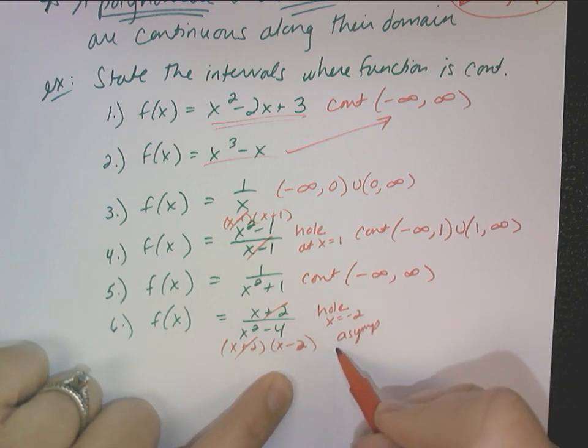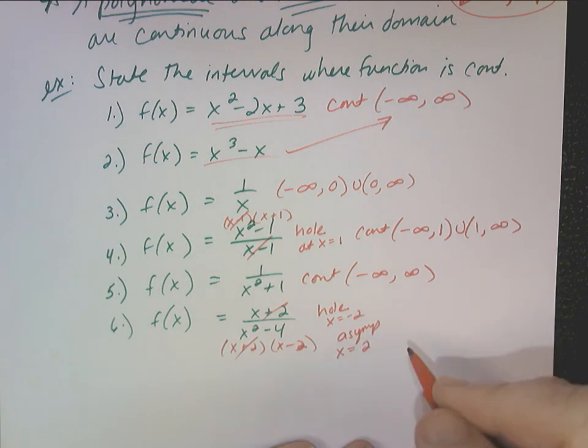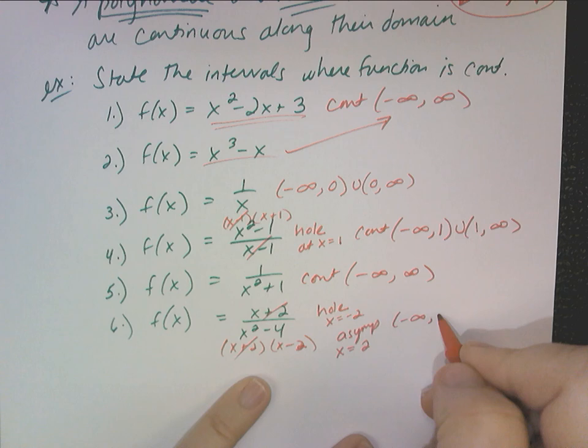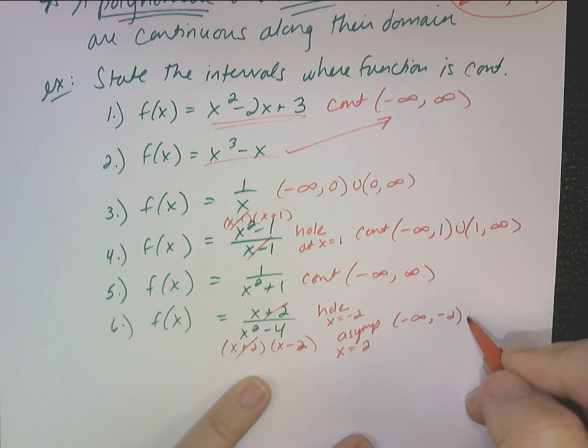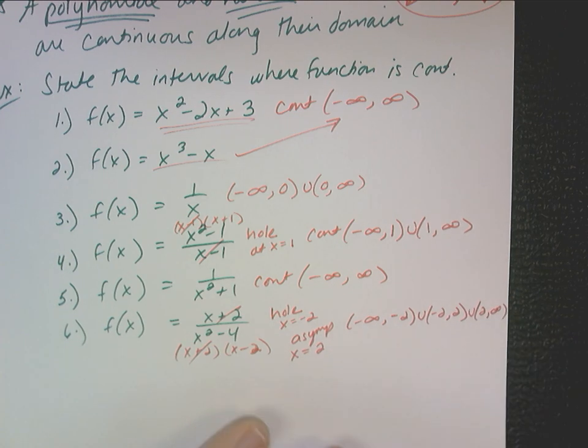Asymptote at what value? 2. Okay, so we have 2 problems here. We have -2 as a problem and 2 as a problem. So how do I write this correctly? Where is it continuous then? From where to where? Negative infinity to -2, then where? -2 to 2, then where? To infinity. Beautiful. That's your continuity right there.